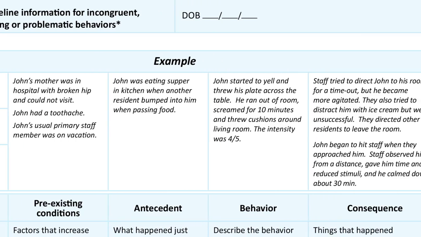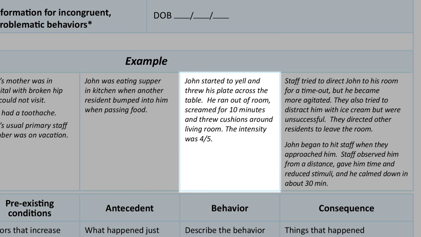So, as we get to the description of the problem behavior, John started to yell, threw his plate across the table. He ran out of the room and screamed for 10 minutes and threw cushions around the living room. The intensity was rated as a 4 on a scale of 1 to 5.